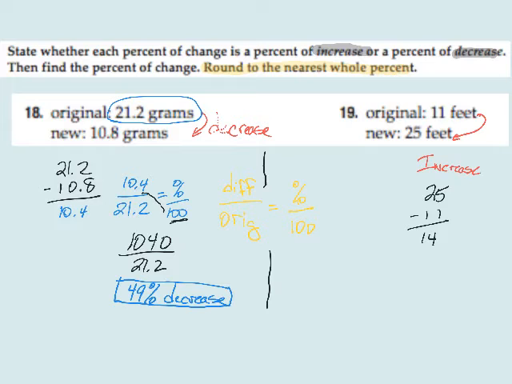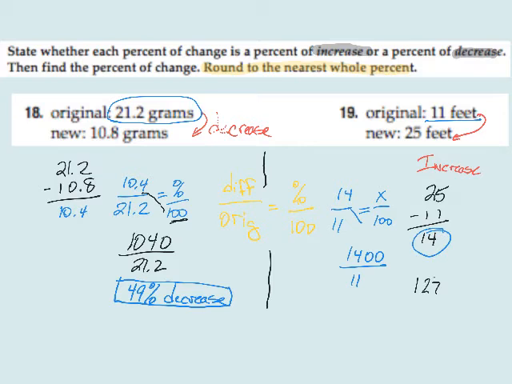Let's look at the other side. Again, my difference was 14. So I'll take that 14 and put it over the original, which was 11 feet. And that'll equal my percent, which I don't know, over 100. I'll cross multiply: 14 times 100. I get 1400 divided by 11. I'll use the calculator again. When I do that, I get 127.27 repeating.